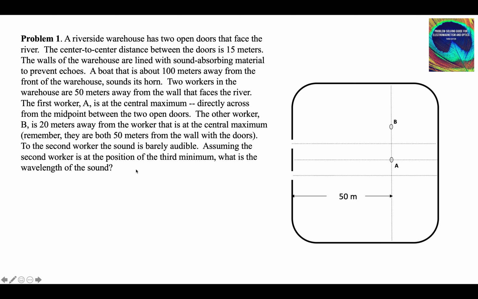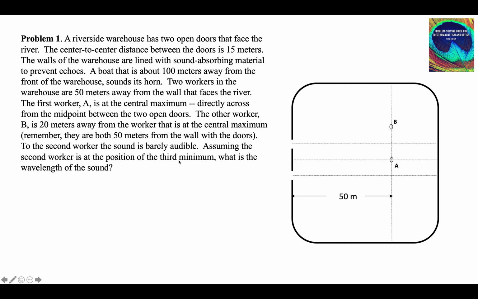A boat out on the river sounds its horn. The 2 workers in the warehouse, A and B, are 20 meters apart. They're a distance of 50 meters from the wall with the doors. The doors are 15 meters apart. The workers are 20 meters apart.